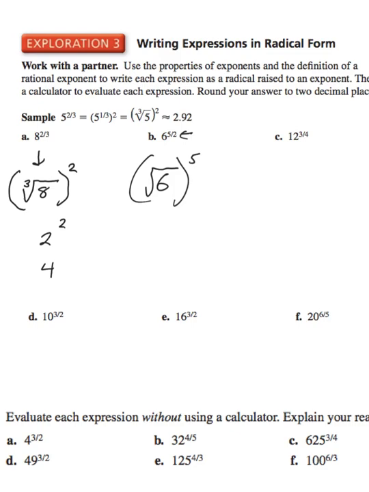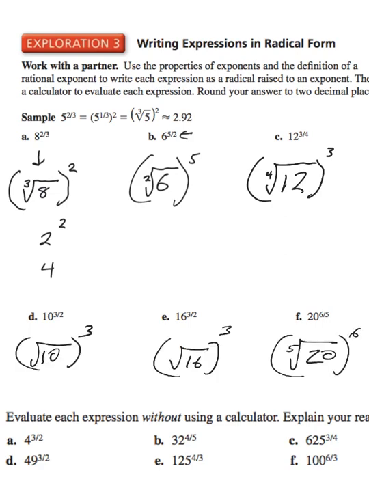For instance, number 12: what's going to be the number inside? It's going to be 4, and then the outside is going to be the top number. I'm going to pause and challenge you guys to do the next 3. Okay, so here are the answers.